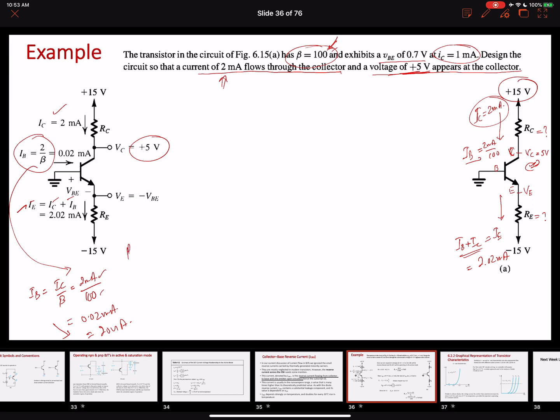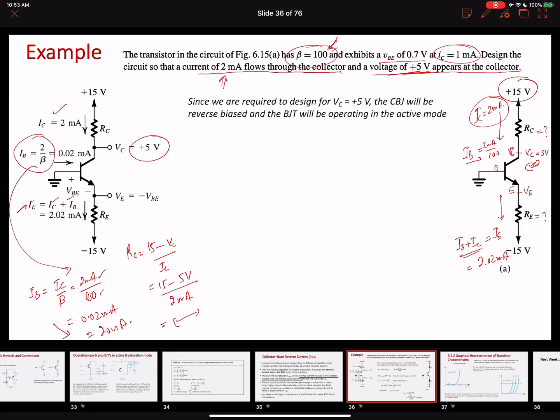So our RC can be found as 15 minus VC over IC. 15 minus VC is 5 volts, over IC, which is 2 milliamperes. We can easily find the exact value here, which comes out to be 5 kilo ohms. So this is our 15 volts, which is this power supply. VC is 5 volts, IC is 2 milliamperes, so the RC value will be 5 kilo ohms.